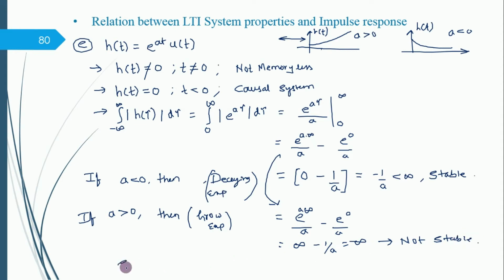So your conclusion is, the given system is stable only if a value is less than 0. This is how you need to conclude. You should be very careful about the general things that have been given. Okay, I hope it is clear to you. Now next one.